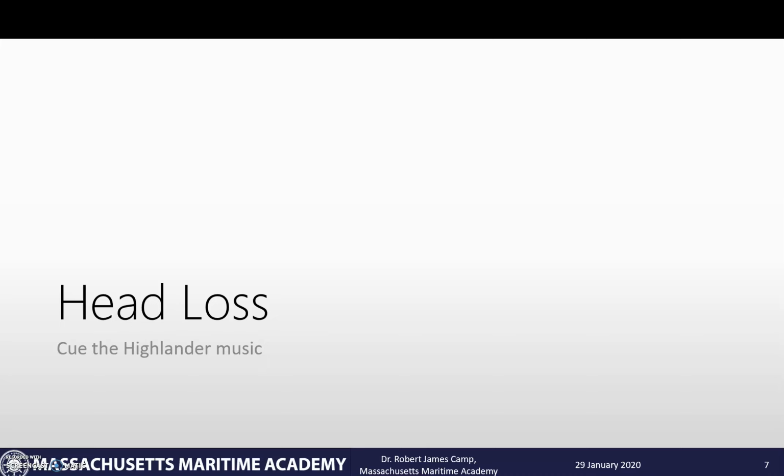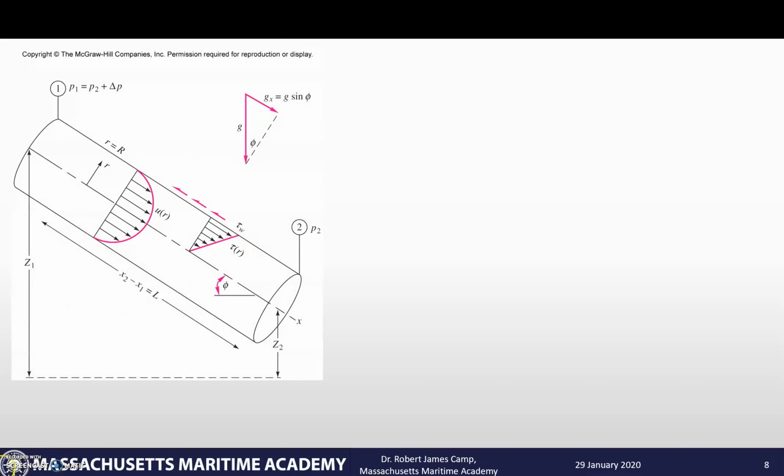Now we're going to deal with head loss in the pipe. And actually we're going to start putting together some formulas so we can calculate out the head loss and feed it back into our energy equation. So let's start by looking at a situation. And I'm going to look at this angled pipe here. And so this is what I'm going to be using for this discussion.